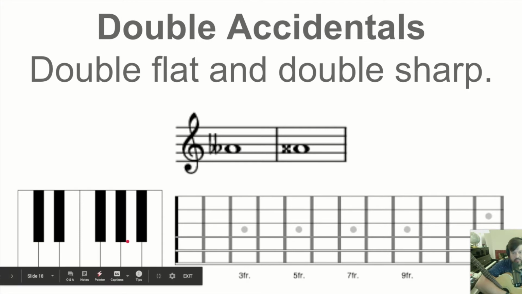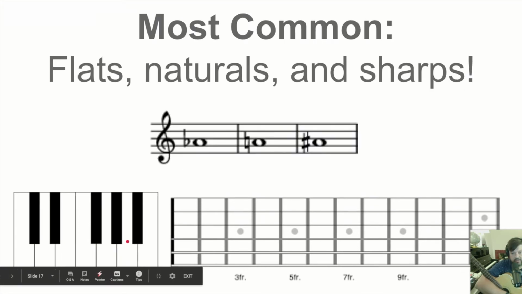Oh, I went to the wrong slide. My goodness. Okay, here we go. So most common flats, naturals, and sharps. Okay, so we're talking about this first one, A flat. And A flat, here's an A. Take my word for it if you don't already know that. And A flat would be 1 semitone below. You'd play this note. Okay?